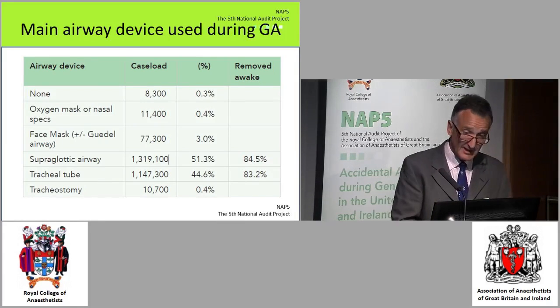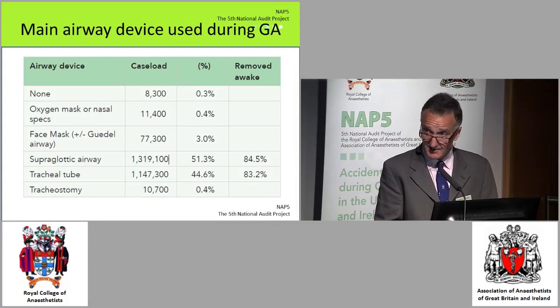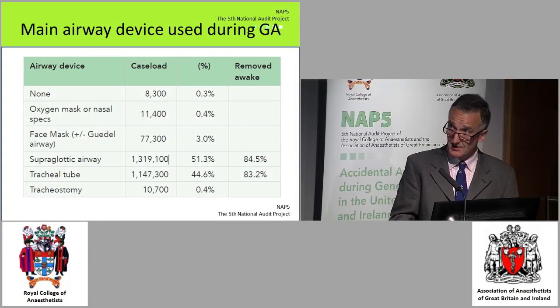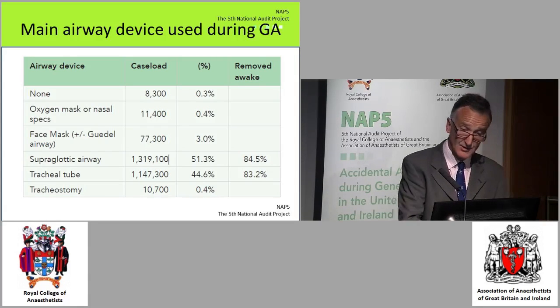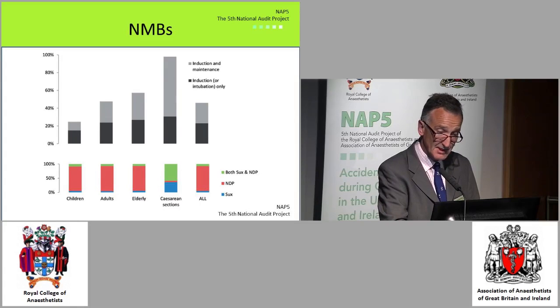I hope you forgive me for rattling through this, but I have left out some of the data. I'm trying to present to you what I think is the most interesting, helpful data. I hate tables, but this really shows that the most common airway is going to be either a supraglottic airway or a tracheal tube. So 45% of all GA cases had a tracheal tube, okay? And almost everybody has these removed awake, which of course is relevant to the main topic today.